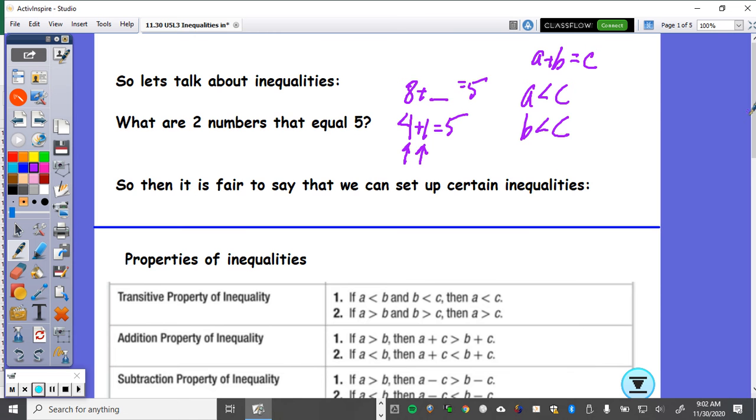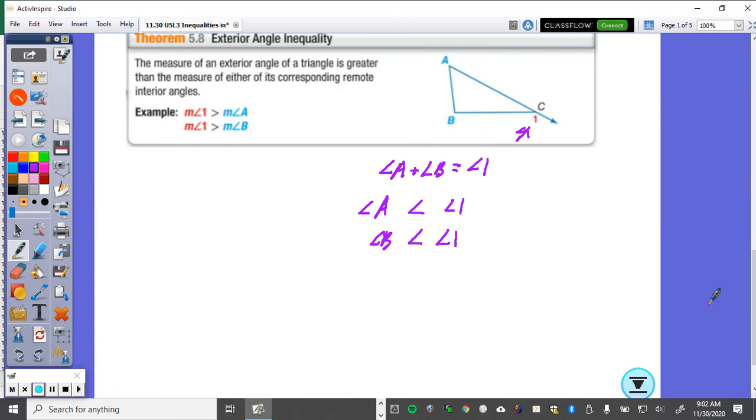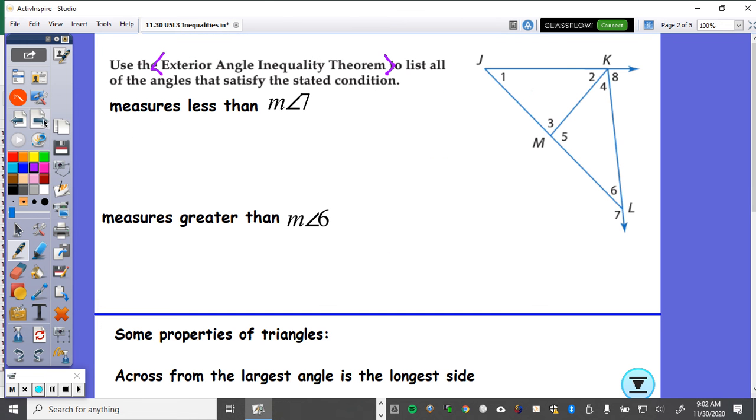The exterior angle inequality theorem says, if this angle plus this angle equals the exterior angle, then this angle is less than this angle, and this angle is less than this angle. So you have to look at something like this and say, find all of the angles that are less than this angle right here.